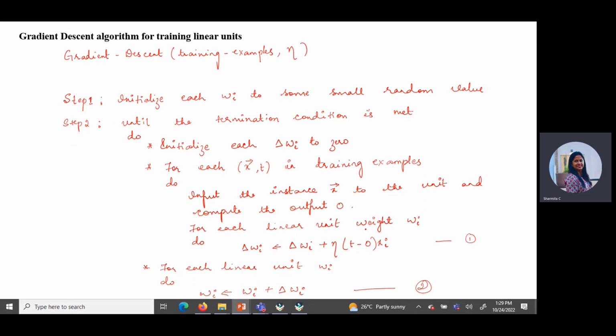For each linear unit weight Wi, calculate this value: delta Wi equals delta Wi plus the learning rate times (t minus o) times xi. Then, for each linear unit weight, finally update the new weight with the old weight plus delta Wi. So you take delta Wi as delta Wi plus the learning rate times (t minus o) times xi.